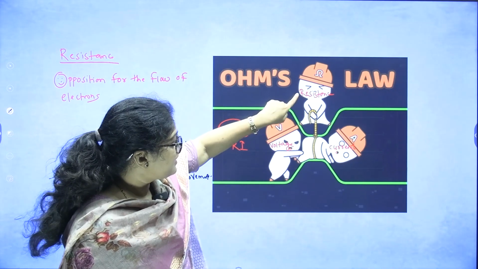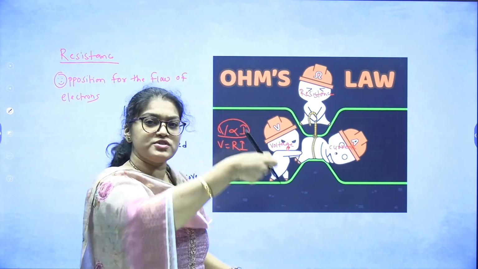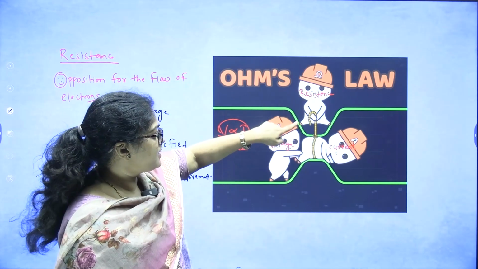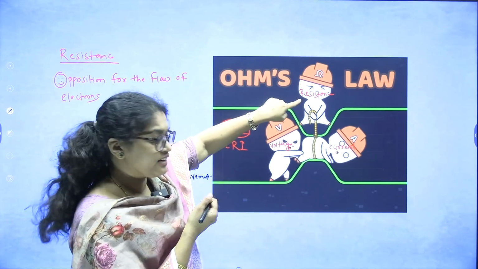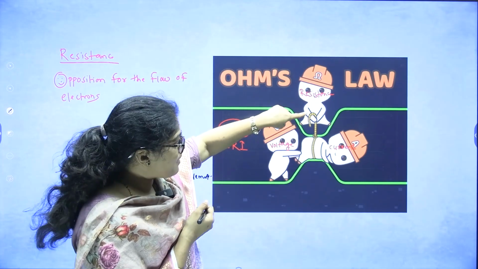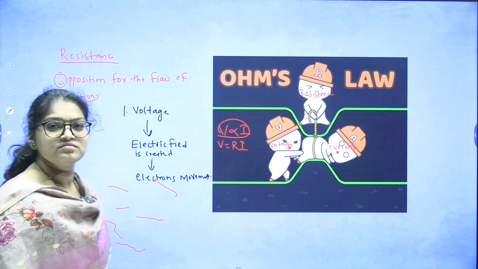But if you observe here, the resistance is pulling upwards, opposing the electrons not to go. Observe it, see. It is pushing, but the resistance is pulling. Yes or not? It is doing some opposition here. So this is Ohm's law. That's all.